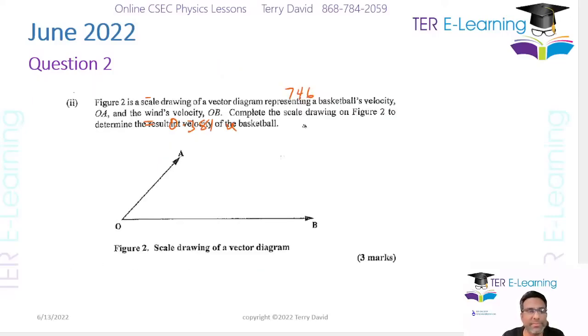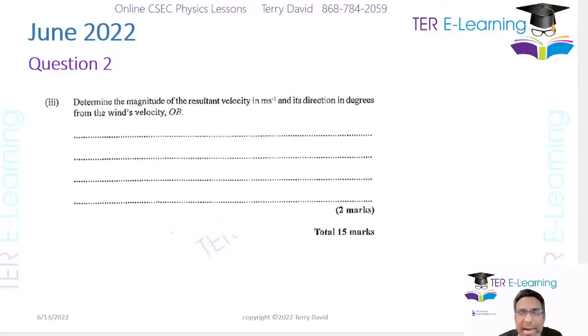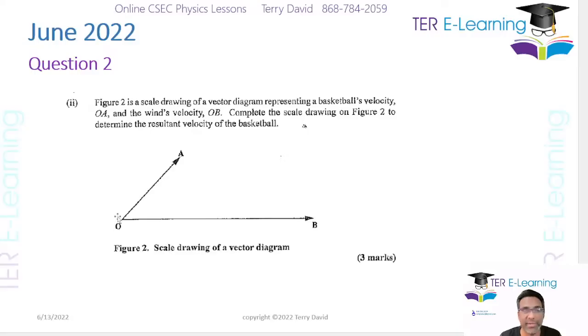Next part here now. If you all remember last night, I did one exactly like this. They say you have a scale drawing here. Figure 2 is a scale drawing of a vector representing a basketball velocity, OA, and the wind velocity is OB. Complete the scale drawing to determine the resultant velocity of the basketball, for 3 marks. They want the magnitude of the resultant velocity and the direction in degrees from the wind's velocity. Let me show you what you have to do here.